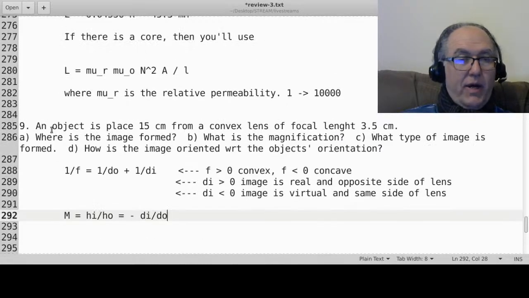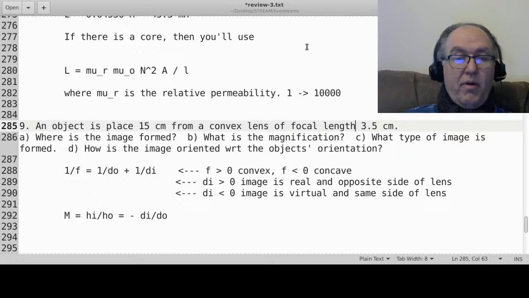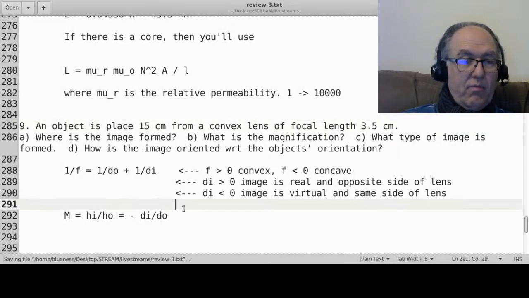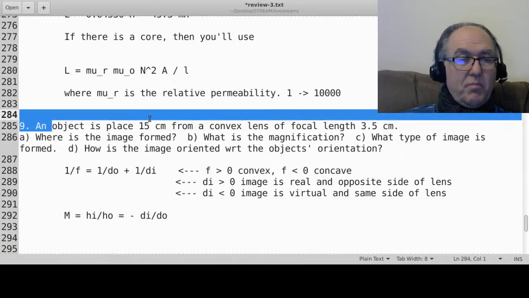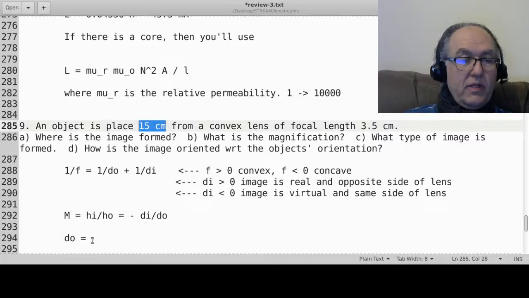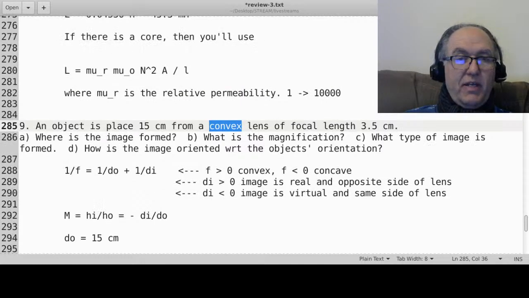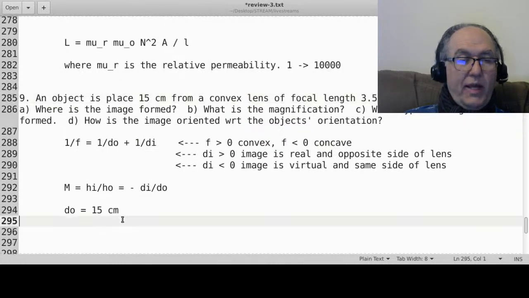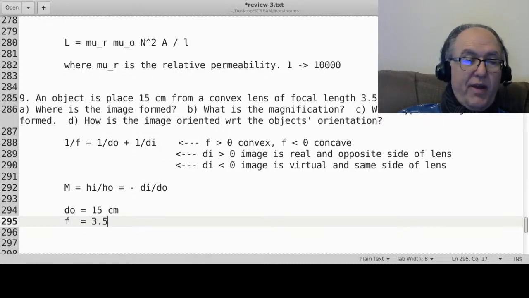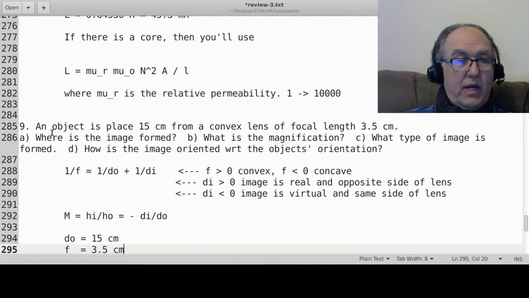Okay, so let's solve now. An object is placed 15 centimeters from a convex lens of focal length 3.5 centimeters. What information have I given you? The object is placed a certain distance from the lens, that's immediately DO, and it's 15 centimeters. DO is always positive, just by convention. From a convex lens of focal length 3.5 centimeters, that means F is equal to positive 3.5. I don't have to put the positive in there, but I want to emphasize it, because this is a convex lens. Convex lenses are thicker in the middle and thin at the ends, also known as magnifying glasses.